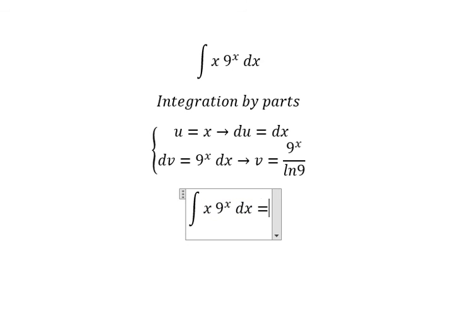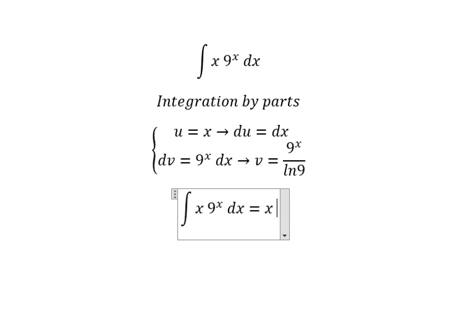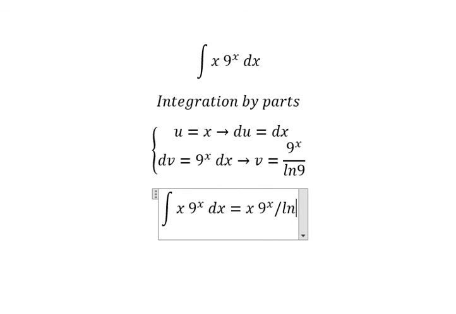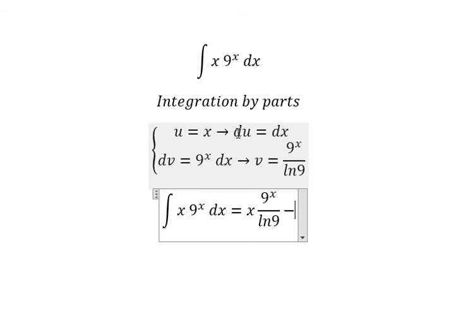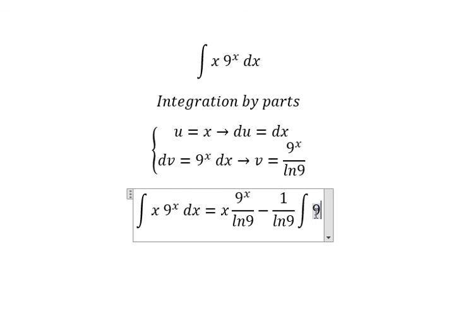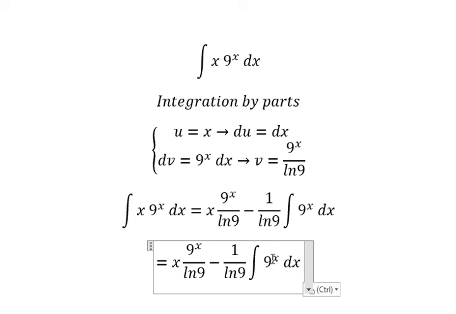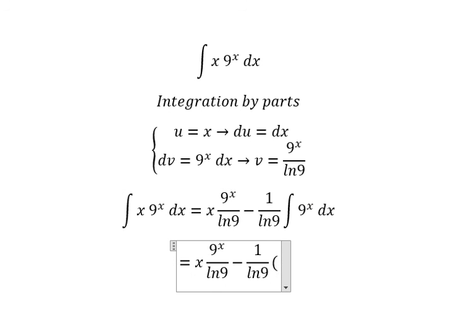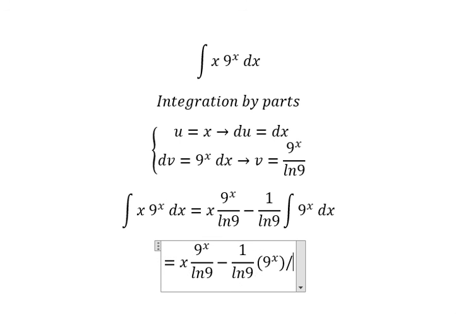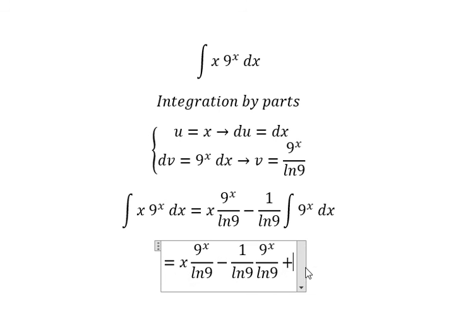So we have u multiplied by v minus the integral of v du. So I will put 1 over ln 9 out here, and we have the integration of 9 to the power of s ds. The integration of this one we have 9 to the power of s over ln 9, and then we put c.